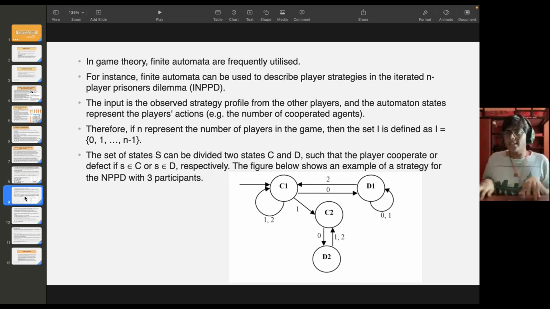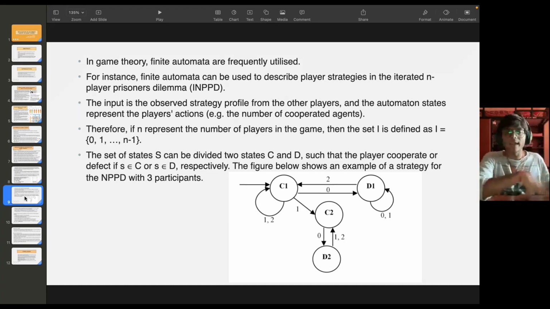So it will describe the player's strategy in an iterative way: iteration 1, iteration 2, iteration 3, up to n iterations. The input is the observed strategy profile from the other players, and the automaton states represent the player's action, for example, the number of cooperating agents. Therefore, if n represents the number of players in the game, then the set I is defined as I equals 0, 1, ..., n minus 1, because it's the iterated n-player prisoner's dilemma.